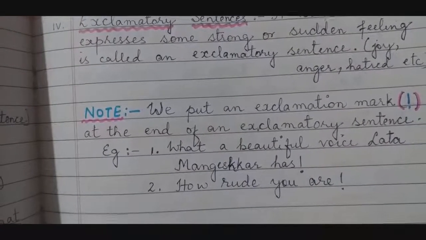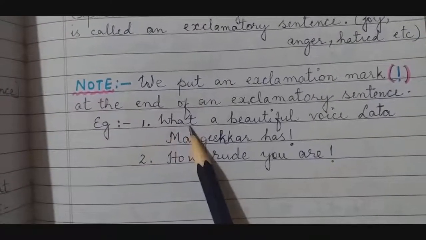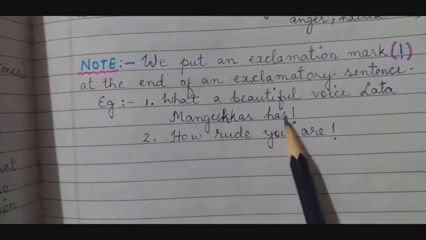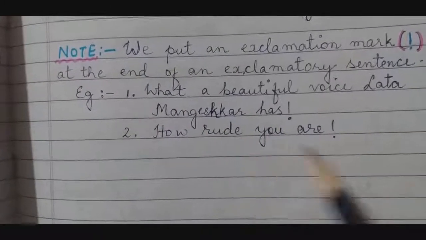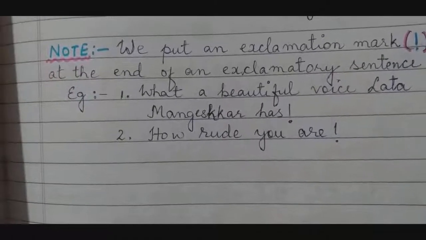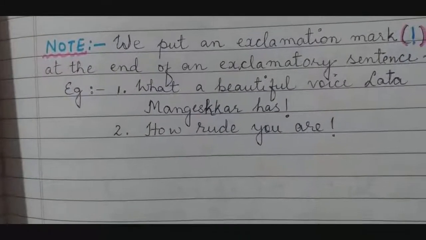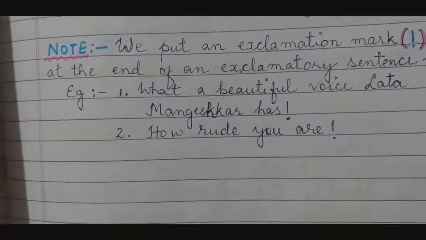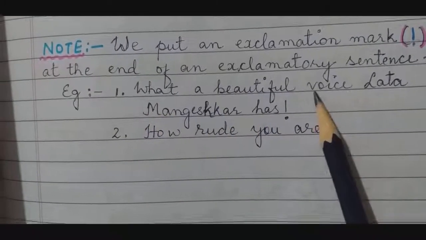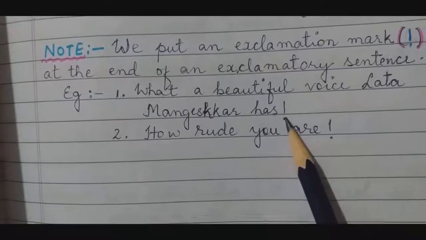Now let us see the examples of it. Example number 1. What a beautiful voice Lata Mangeshkar has. Okay, that means we love the voice of Lata Mangeshkar. She has a very, very sweet voice. Okay, so when we express it in a sentence, how will we say? We will say, what a beautiful voice Lata Mangeshkar has, and then exclamation mark.